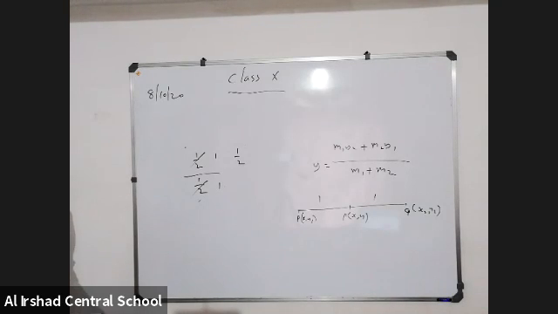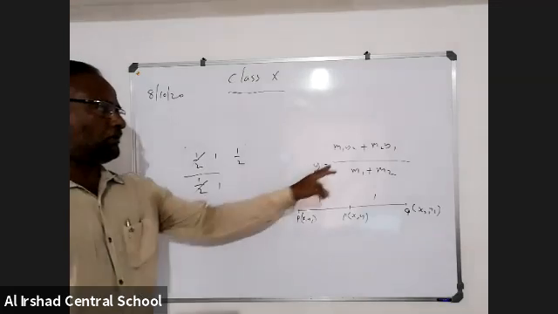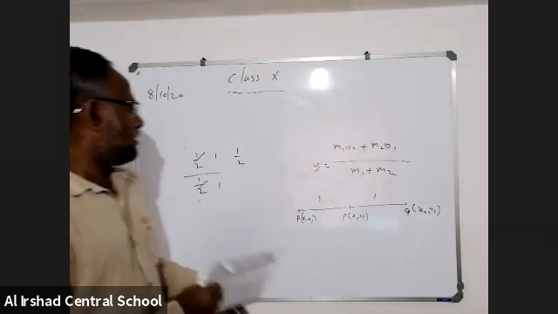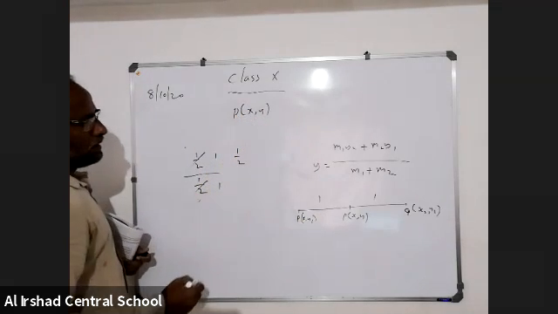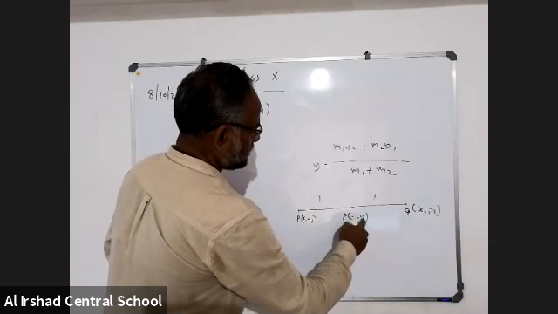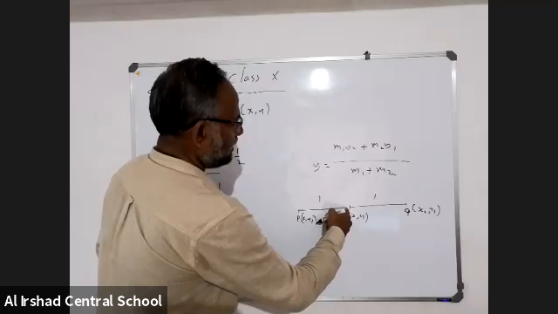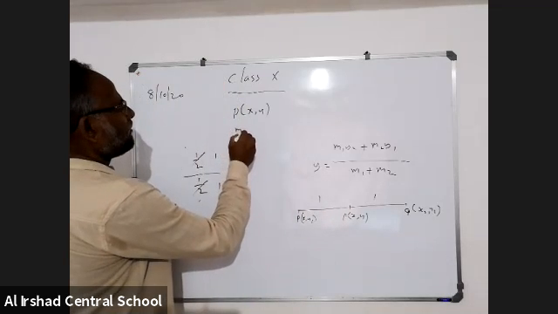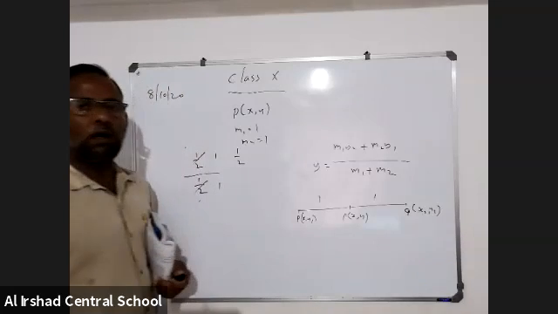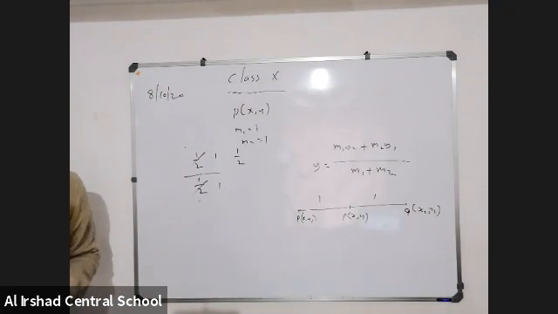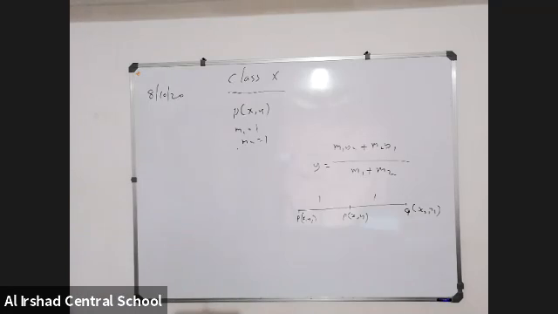So I can extend the formula. Instead of P(x, y), here the midpoint is (x, y). It is the middle point. That means m1 is equal to, tell me, what is m1 equal to? 1. m2 is equal to 1. 1:1. So you can substitute the values instead of m1, m2. You are getting a very easy formula.